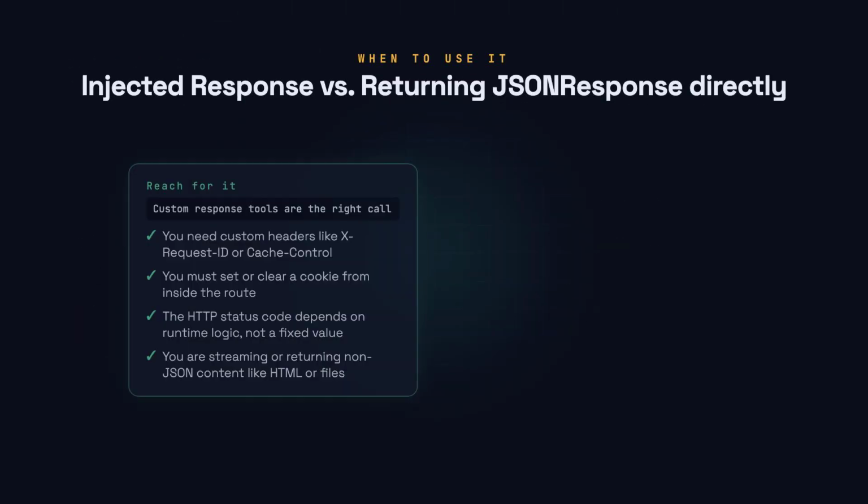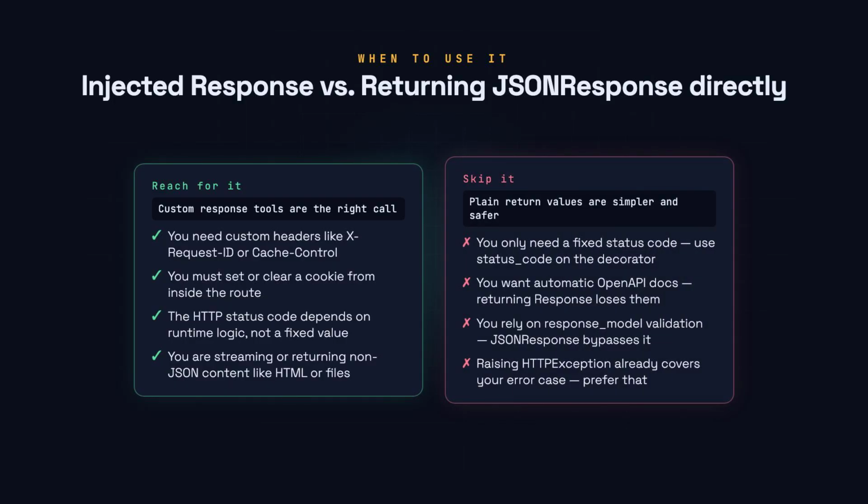Use the injected response parameter whenever you need to tack on headers or cookies, but still want FastAPI to handle serialization and OpenAPI docs. It is the least disruptive option. Reach for JSONResponse directly only when you genuinely need a different status code at runtime or a completely different body shape. Avoid both when a fixed status code on the decorator or an HTTPException already does the job. Those simpler tools keep your docs accurate and your output validation intact.